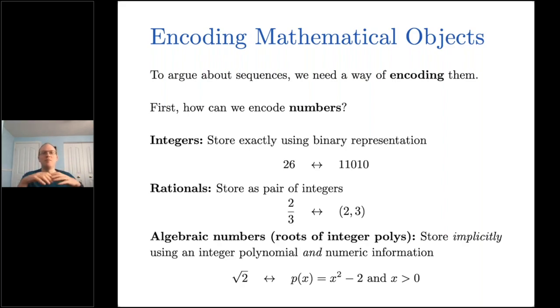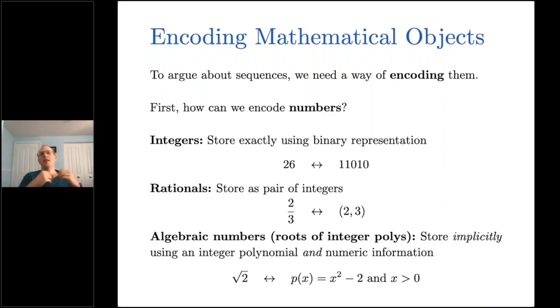So for instance, if I want to store the number square root of 2, then I can say it's a root of the polynomial x squared minus 2, and x is bigger than 0. And both of these pieces of information are necessary. So x squared minus 2 tells me it's one of two numbers. It's either root 2 or negative root 2. And then saying that x is bigger than 0 tells me it's positive root 2.